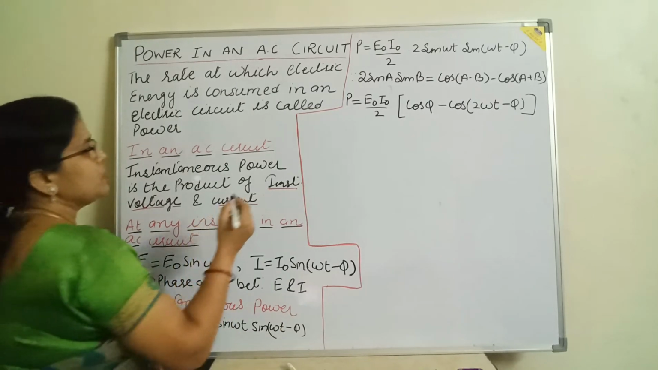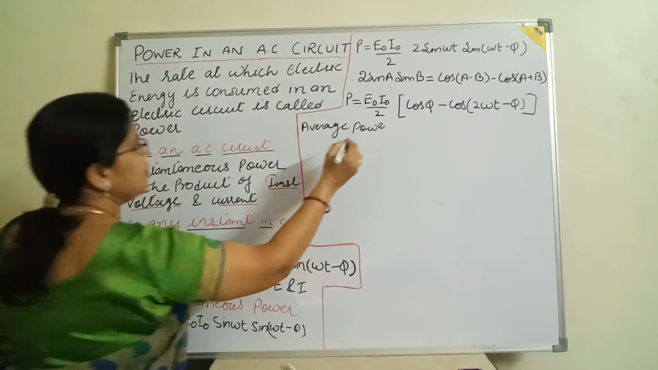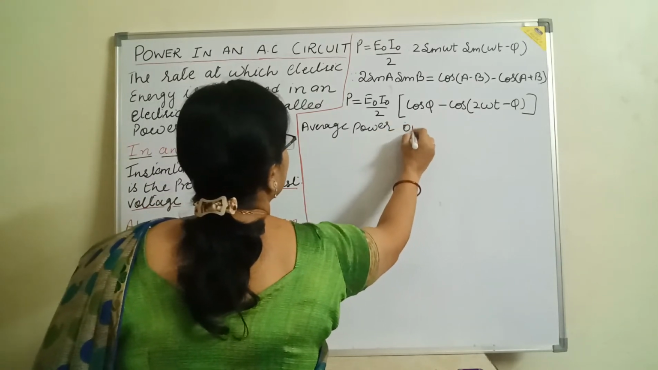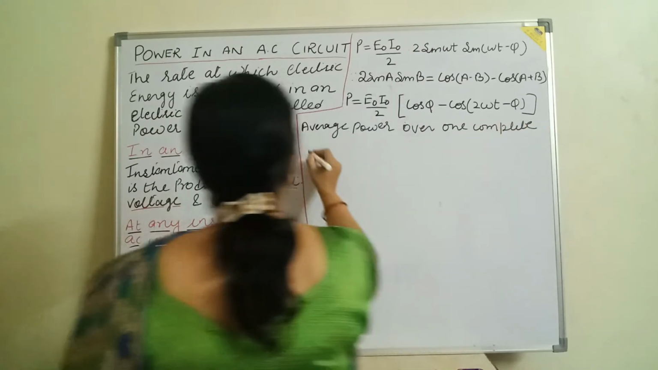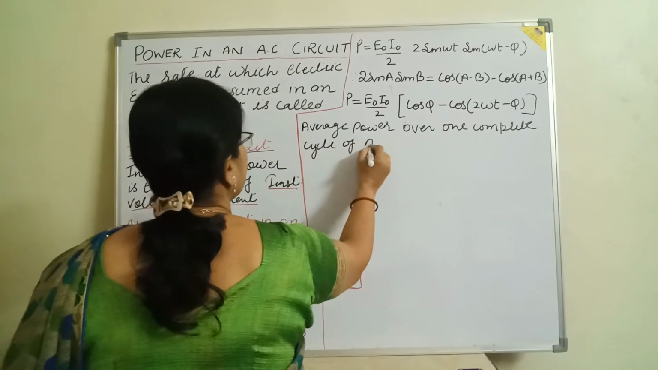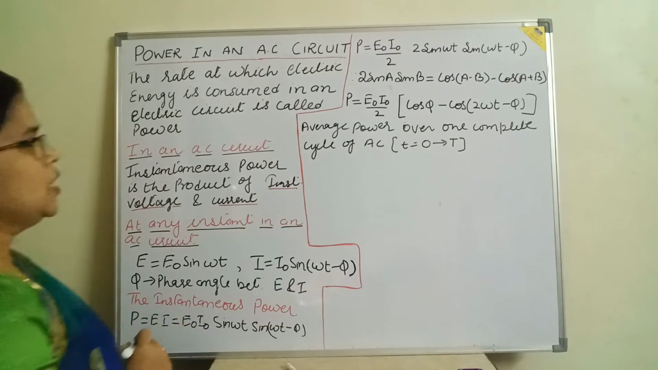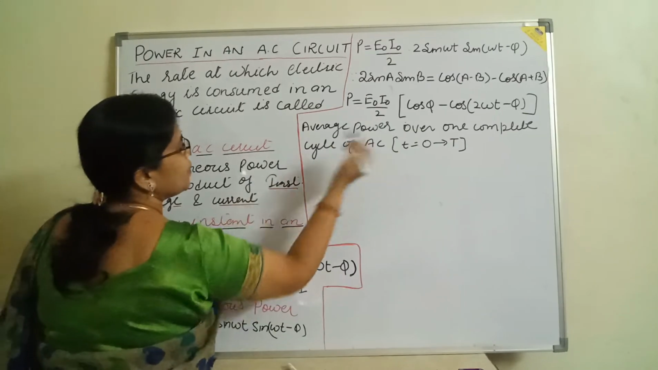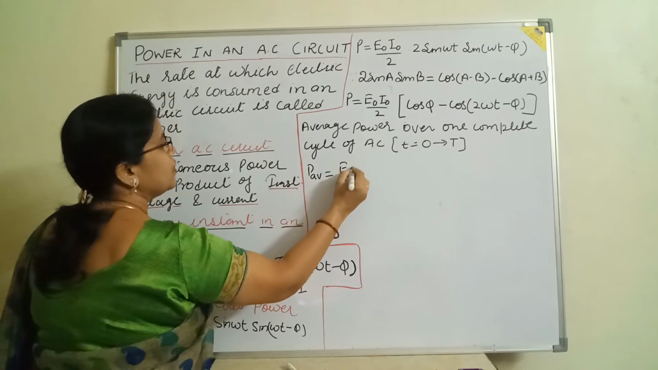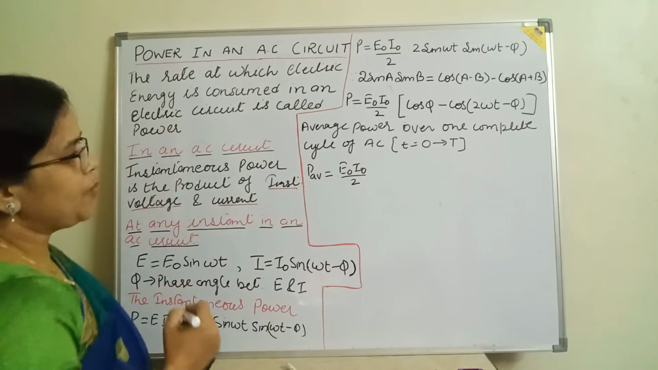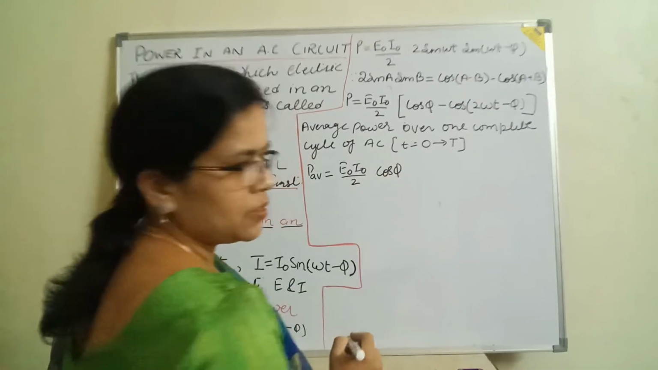Now what we are going to calculate is the average power over one complete cycle of AC, that is t equal to 0 to capital T. When we take this value over one complete cycle, by taking small t equal to 0 to T, we get the average power, which will be E0 I0 upon 2, and in this expression we are left with only the value cos phi. What is the reason behind it?